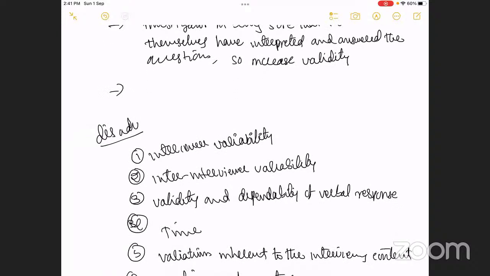Disadvantages. Interviewer variability. For example, an interviewer may ask different questions to different respondents. Suppose I want to collect 1,000 respondents' data. I want to interview 10,000 people. Is it possible to interview 10,000 people at a time? So instead, I will train 100 people on how to interview a person, and I will distribute the respondents, 10 people each.